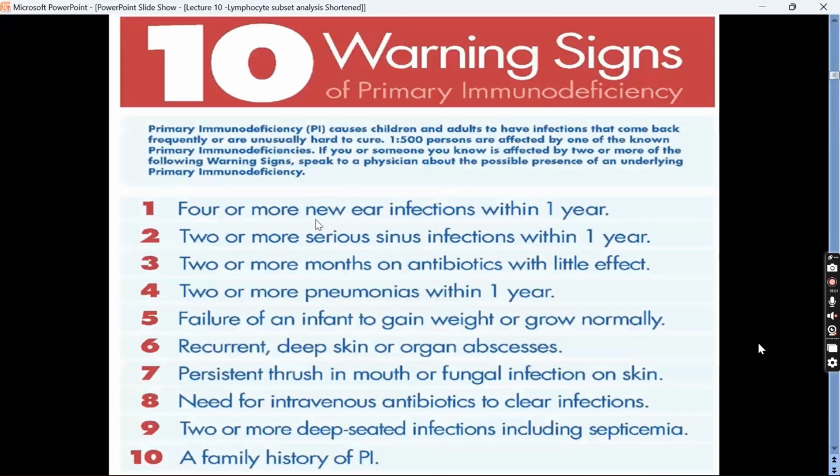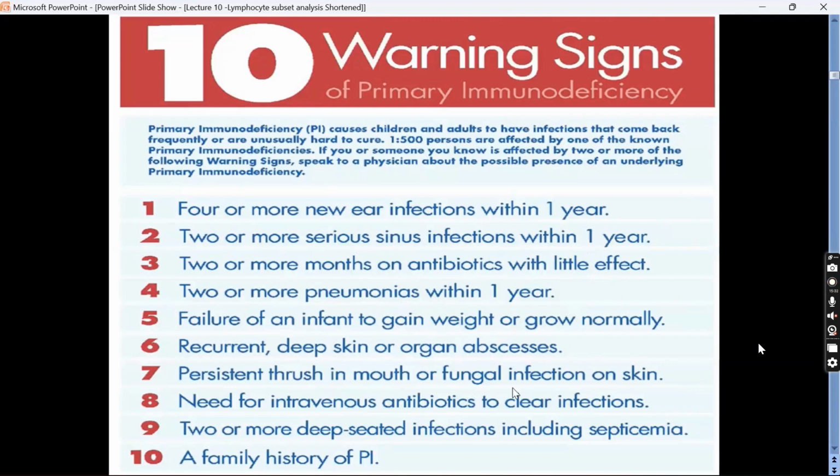See, 4 or more ear infections within a year. If the patient is having such a problem, say repeated ear infections, then you need to suspect that there is some problem with the immunity. 2 or more serious sinus infections within a year. 2 or more months on antibiotics with little effect. 2 or more pneumonias within 1 year. Failure of an infant to gain weight or grow normally. Recurrent deep skin or organ abscesses.